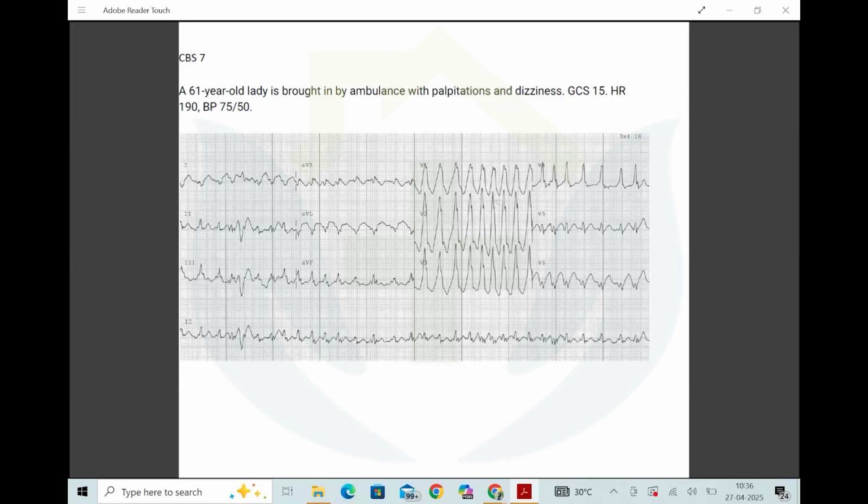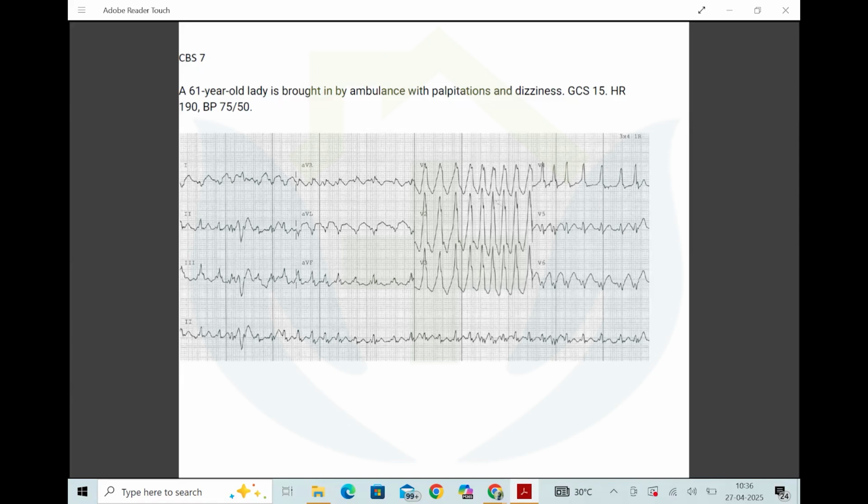Okay, next question. What is there in this ECG? This patient presents to you with palpitations and giddiness, GCS is 15, heart rate is 190, BP is 75 by 50. So what is this? Ventricular tachycardia. Okay. How do you manage this patient? This patient is in shock. Cardioversion. Okay. What joules do you want to start with, and how do you go up? 100. Biphasic 200 joules. Start with 100, madam. Okay, 100, and then we will increase.